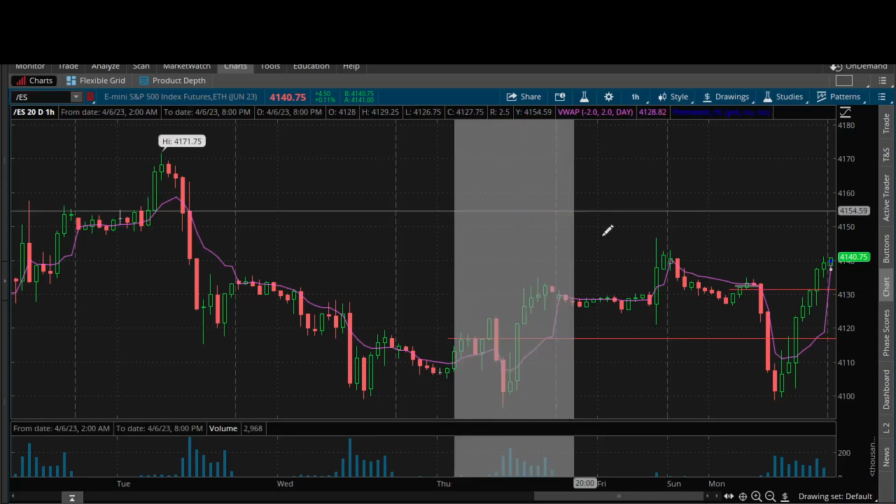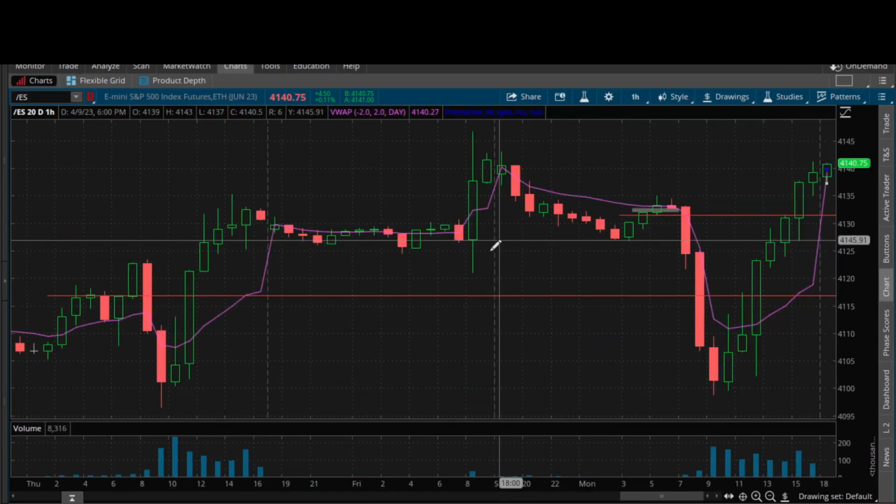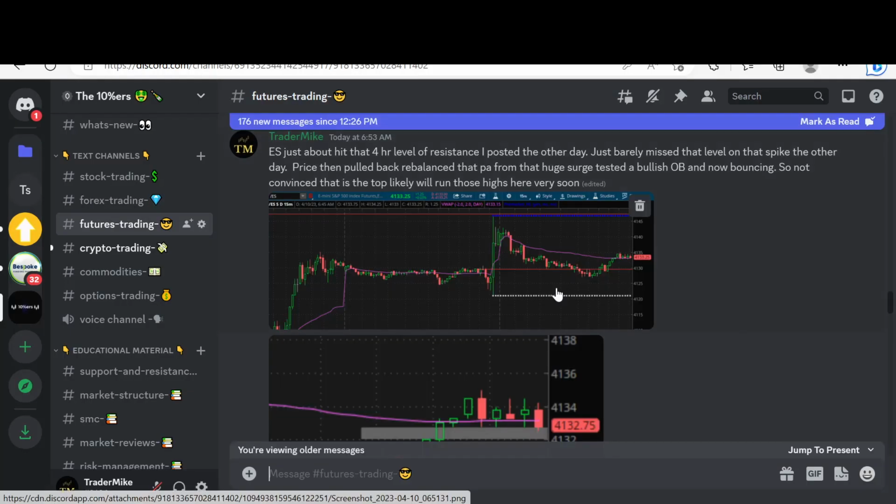So ES. All right, I'm gonna go to the Discord real quick. Let's pull up Discord chat real quick. All right, so this was the first chart I posted. Obviously, this first analysis didn't play out very well. So I said ES just about hit that 4-hour level of resistance. This is what I'm referring to.